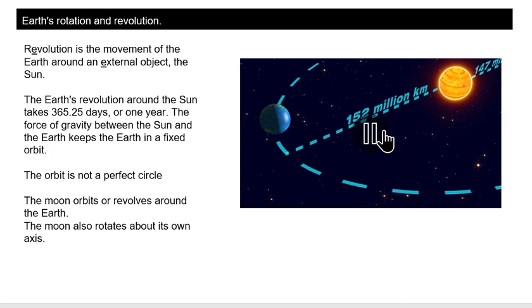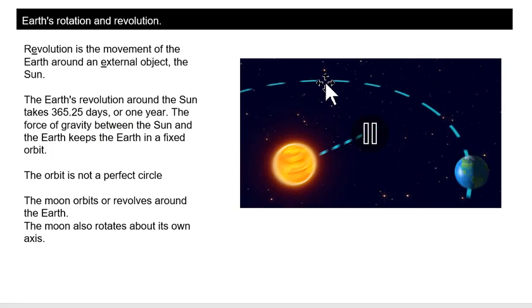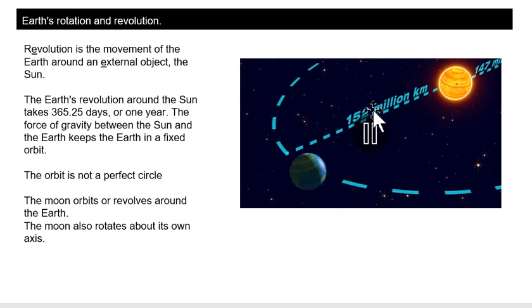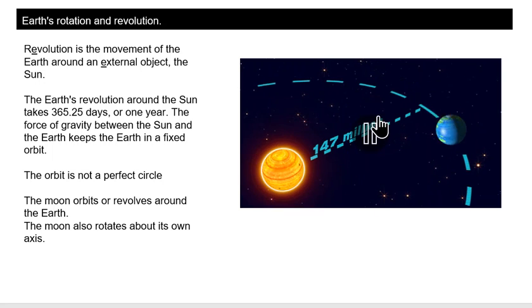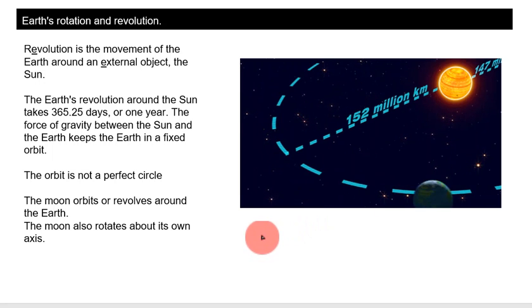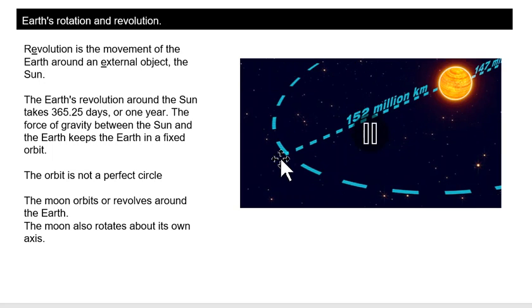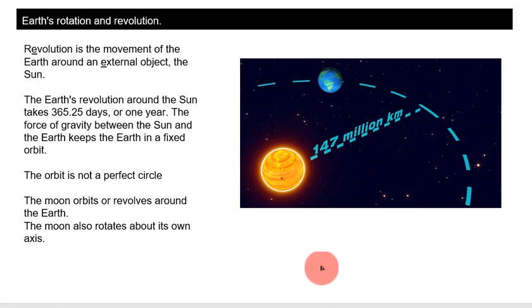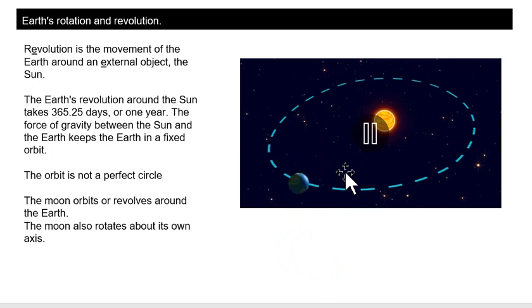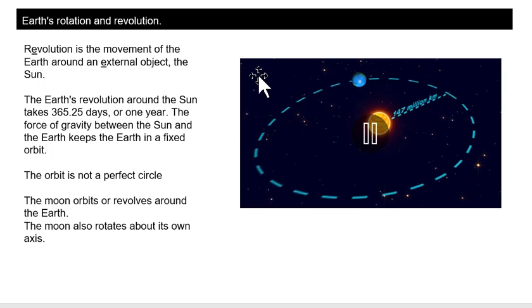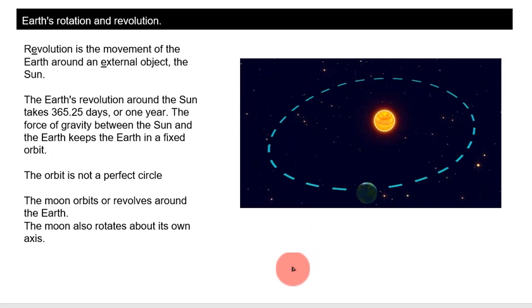So Earth's rotation and revolution. If we have a look at this diagram here, we can see that the Sun is in the center of our solar system, and the Earth revolves around the Sun. So it has an orbit that it revolves around. So that's this dotted line here. And the time it takes for the Earth to do one full revolution around the Sun is 365.25 days. So that's what's known as a calendar year.